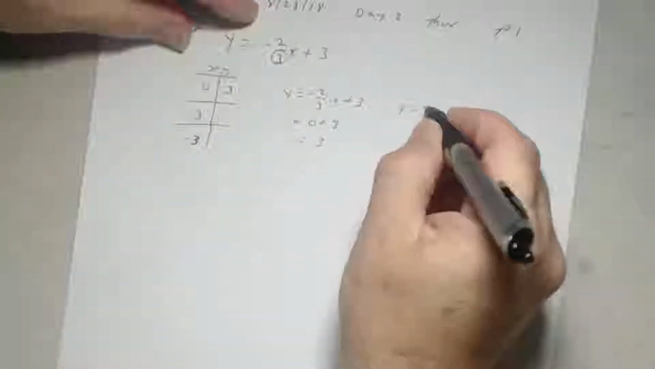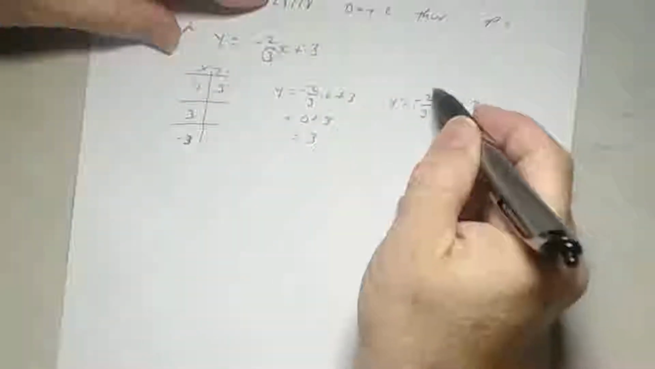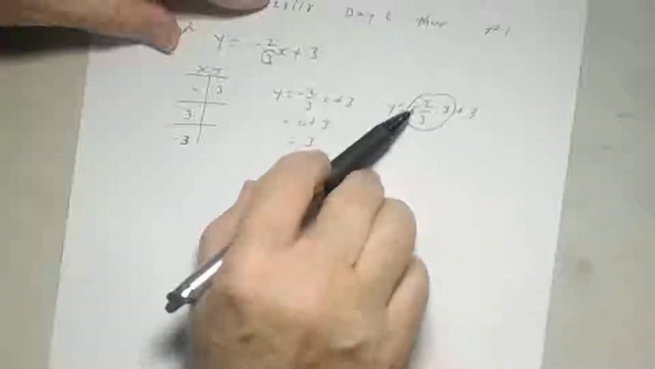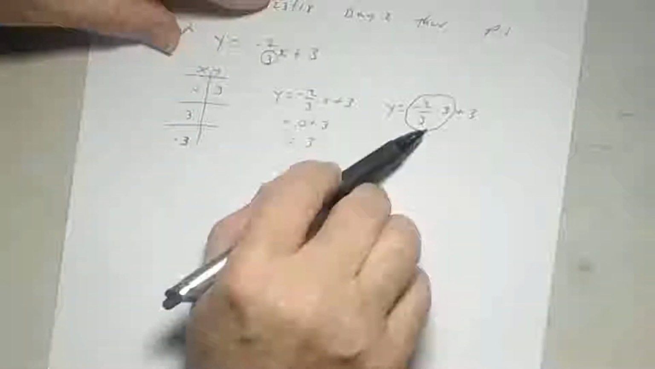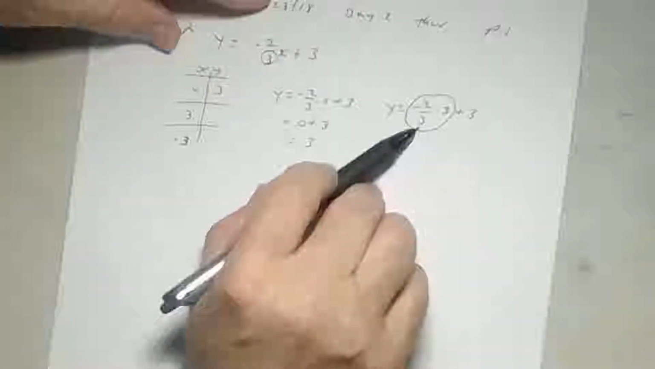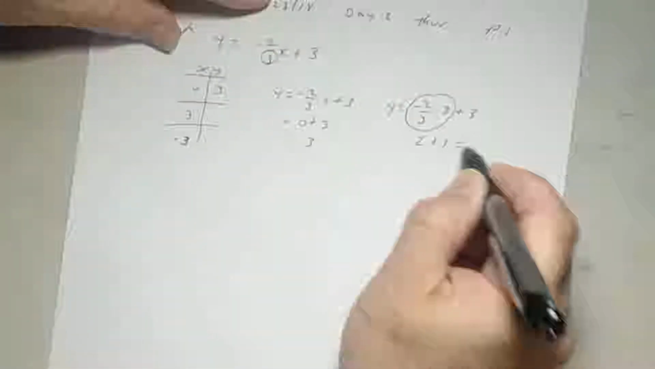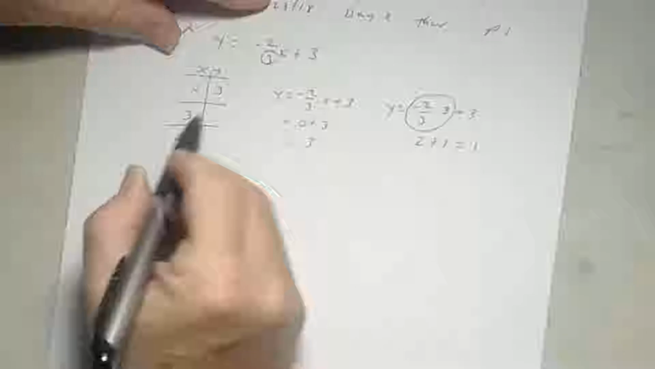So if x is 3, I get y equals negative 2/3 times 3 plus 3, correct? And what we've got to do is figure out this part here. What's negative 2/3 times 3? Negative 6/3, which is negative 2. Any questions on that? So negative 2 plus 3 is what number? 1. So when x is 3, y is 1.